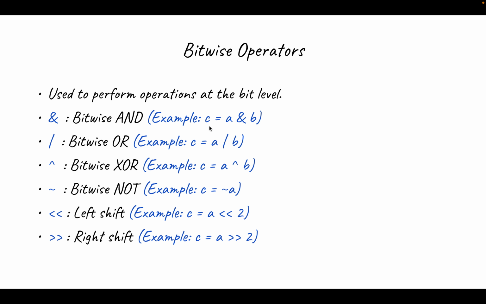Example, c equal to a and b. c equal to a or b, c equal to a caret b, c equal to tilde a. This operator is also called tilde and is used to convert its bits. c equal to a left shift by 2 bits. c equal to a right shift by 2 bits.